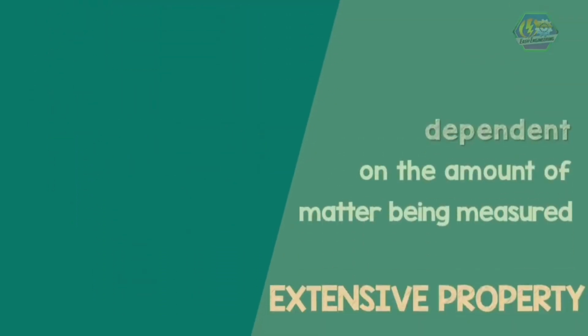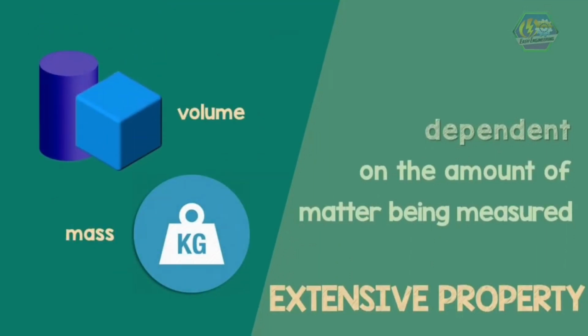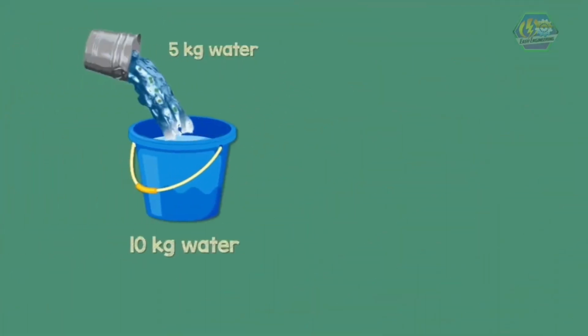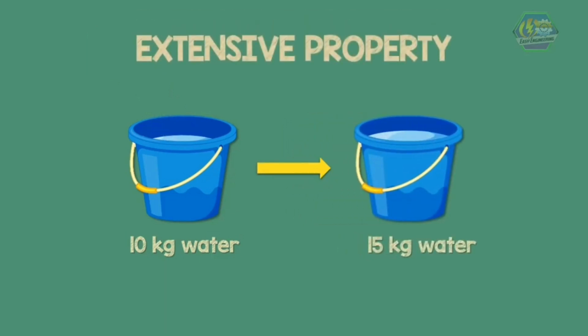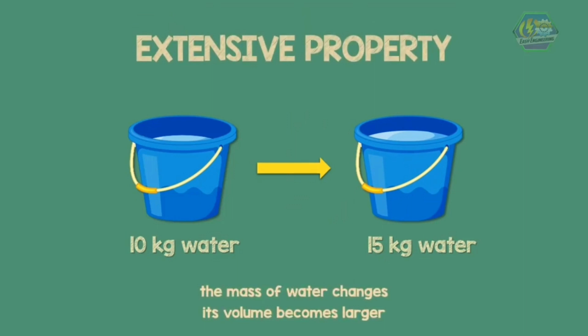Extensive properties, on the other hand, include mass and volume. For example, if 5 kg of water is added to the 10 kg of water in a pile, it will result in 15 kilograms of water. Hence, the mass of water changes, and its volume becomes larger.